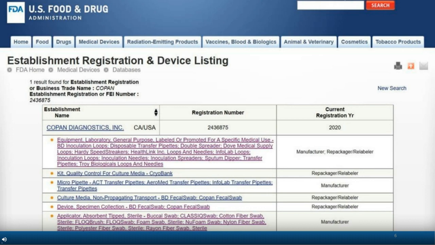Swabs and collection devices do have to have an establishment registration and a device listing with the FDA. And this is just an example of one from Copan Diagnostics. And again, it's an establishment registration that lists the devices. This is for Copan. You can see that there's a registration number associated with that. And then at the bottom, it shows the different types of applicators and collection devices that Copan has listed with the FDA in this establishment registration. And again, that is required for all collection devices in the U.S.